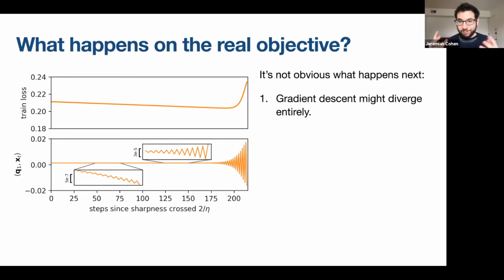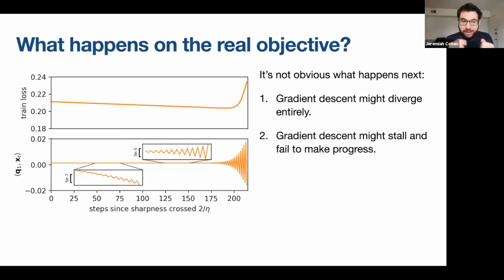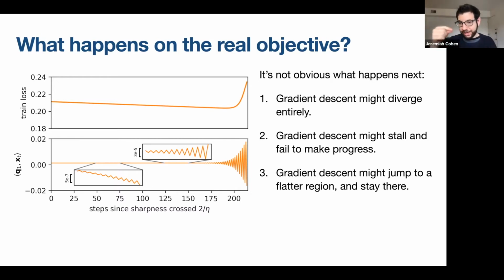At this point, we're basically running gradient descent outside the parameters of the instruction manual. You're not supposed to run gradient descent in this regime. So you might say, okay, maybe gradient descent is going to just diverge entirely. Maybe the loss will go 1, 10, 100, 1,000, a million, NaN, and it'll just diverge. Or you might say, maybe gradient descent is just going to stall at this current loss value, jump around it, and fail to make any progress. Or maybe it will jump off to some flatter region where the sharpness is sufficiently small, and then stay there for the remainder of training. So a priori, any of these outcomes are possible.